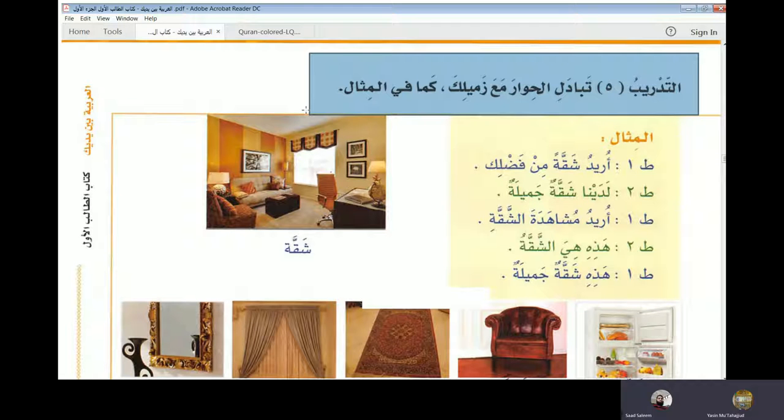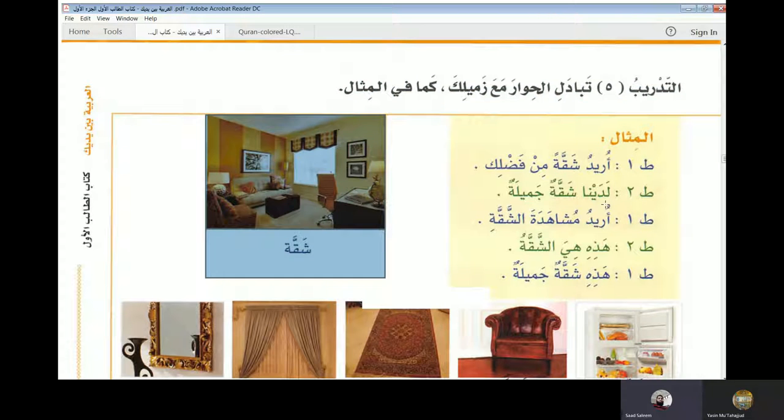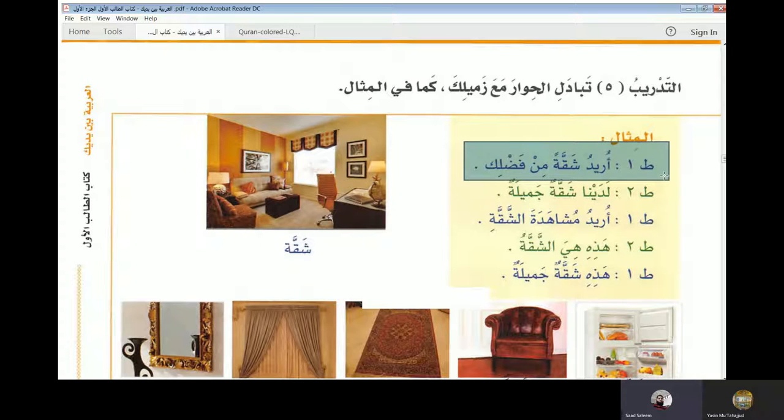Exchange the dialogue with your companion, with your colleague, like the example. Yes, exchange the dialogue with your colleague, as done in the example. So here we have a picture of an apartment, shakka. First student: I want an apartment, please.